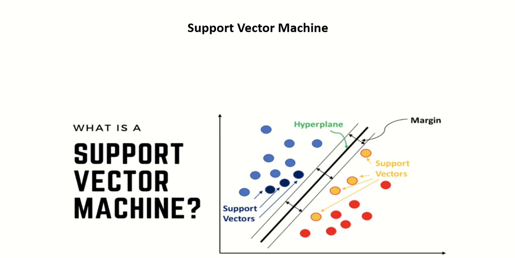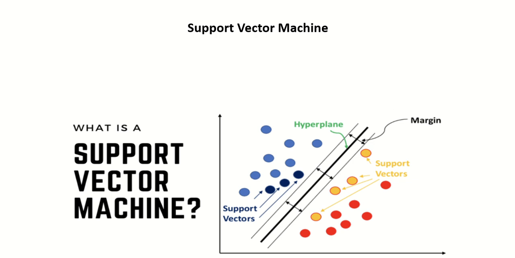Let's now understand a few basic concepts and answer the questions. What is support vector machine? A support vector machine is a supervised learning algorithm used for classification and regression tasks. However, it is most commonly used for classification. The main idea behind SVM is to find a hyperplane that best separates the classes in the feature space.